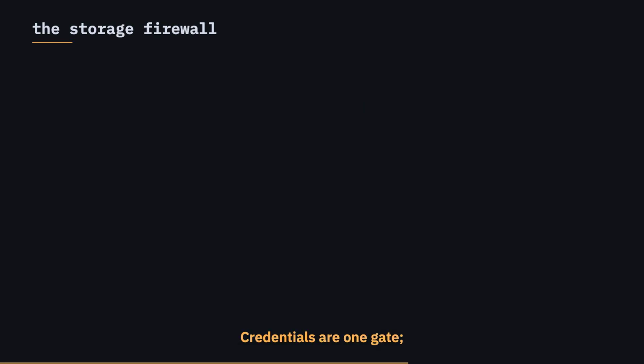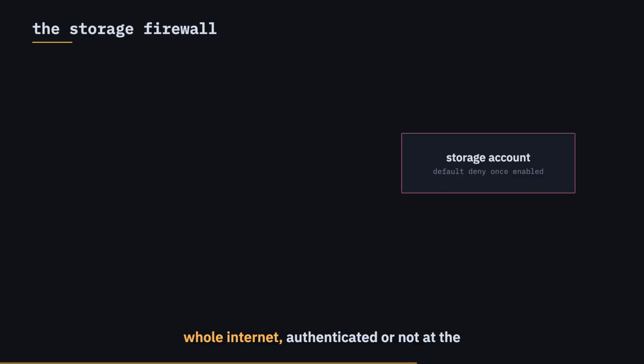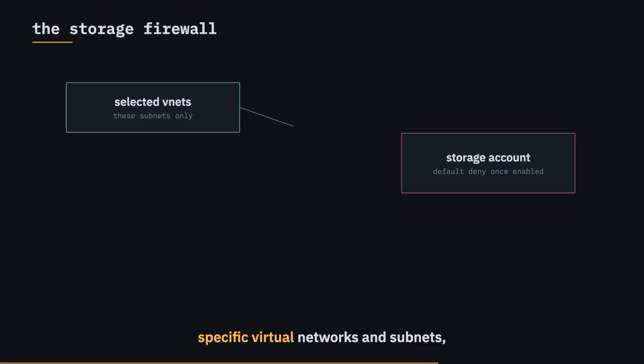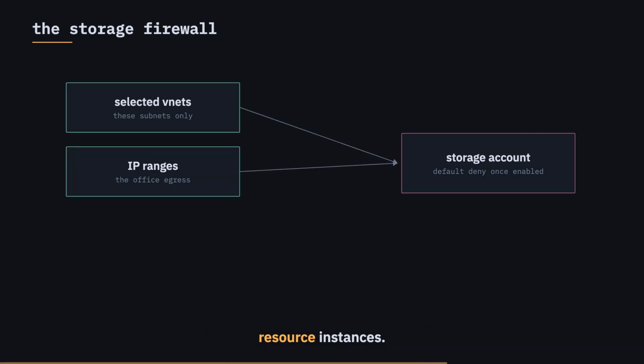Credentials are one gate, the network is another. By default, a storage account answers to the whole internet, authenticated or not at the door but reachable by anyone. The storage firewall narrows that. Flip the account to selected networks, and everything is denied except what you allow. Specific virtual networks and subnets, specific public IP ranges, or specific resource instances. You can also disable public network access entirely and reach the account only through private endpoints, a private address inside your own network. Those get their full treatment in Part 3 of this series.